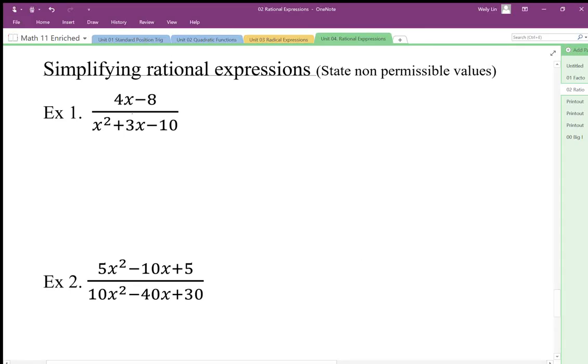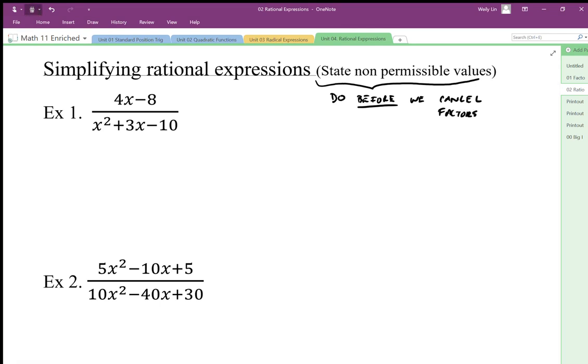We've finally gotten to the point where we can simplify rational expressions. So what we're going to do is simplify these complex rational expressions. We're going to first of all state our non-permissible values before we cancel out our times with our divides. Okay, so this is important that we do. So we need to state them before we cancel factors. Okay, so that's very important.